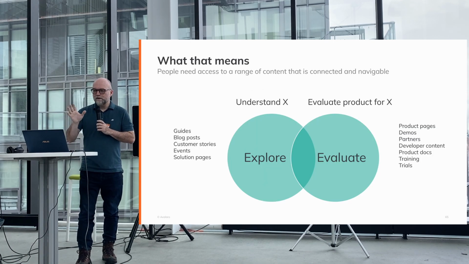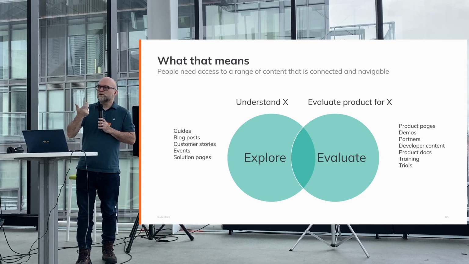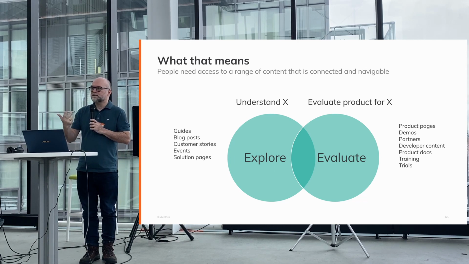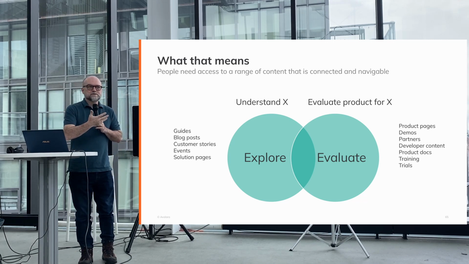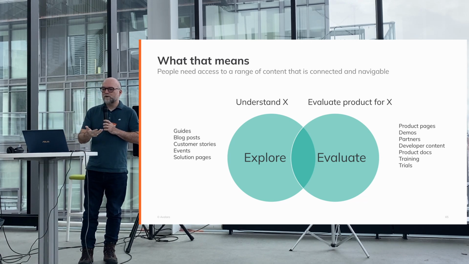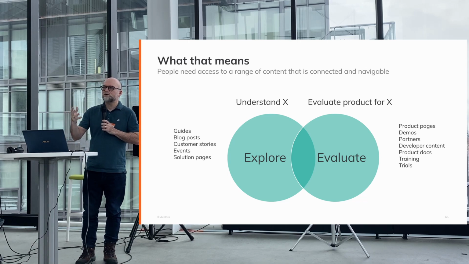So if we think about what's in those spaces, and start from the question of what is the X that they're trying to understand, or what is the product for X that they're trying to evaluate? There is content that we could think of in terms of its subject that meets some of those needs. We've got guides to X, blog posts, customer stories, events, solution pages that all might be relevant to a customer's interest in a particular subject.